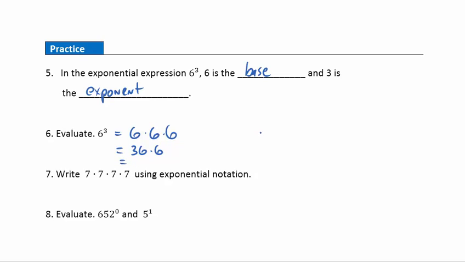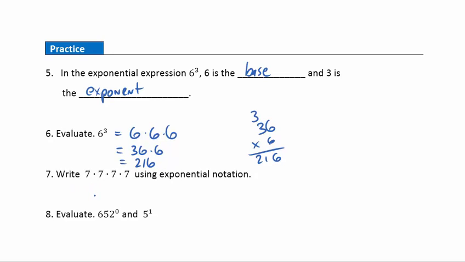Well, I don't know what 36 times 6 is, so let's go off to the side here. 36 times 6. 6 times 6 is going to be 36. Carry the 3. 6 times 3 is 18, plus the 3 is 21. So we're going to get 216 there.